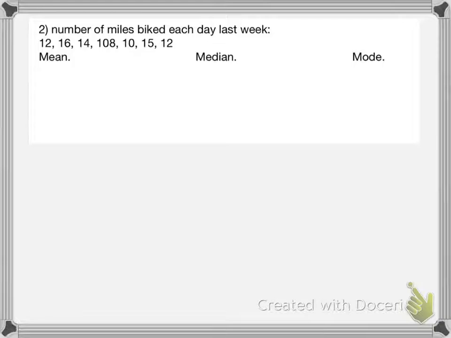So I'm going to add up all those numbers. And the sum is 187. And again, we're dividing by 7 because there were 7 days. And we get approximately, because I'm going to end up rounding this, 26.7 miles ridden.